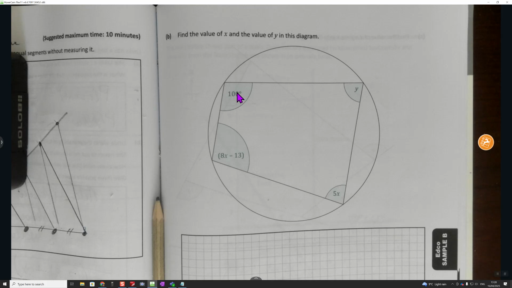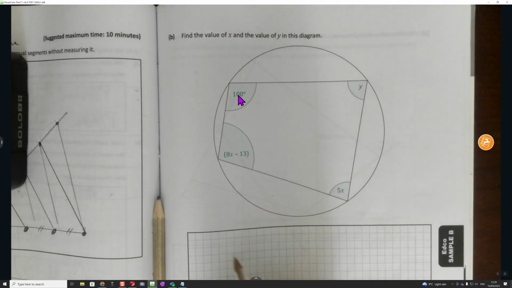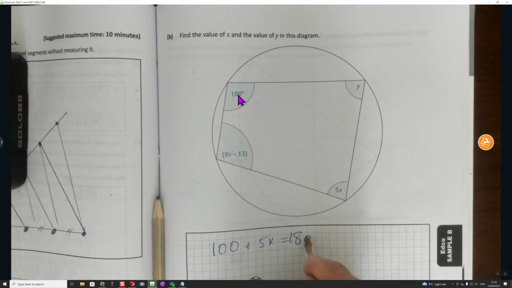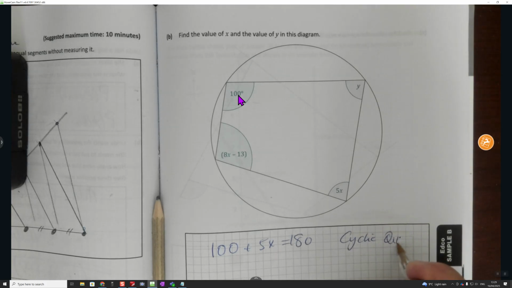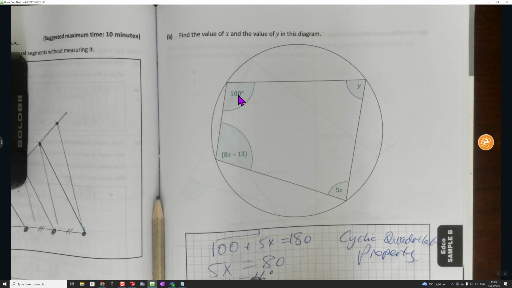And so we have that 5x and 100 should be 180. So we'll write that down: 100 plus 5x equals 180, cyclic quadrilateral property. Okay, so transposing the 100, we get 5x equals 80. Divide by 5, we get x equals 16, and we call that degrees.